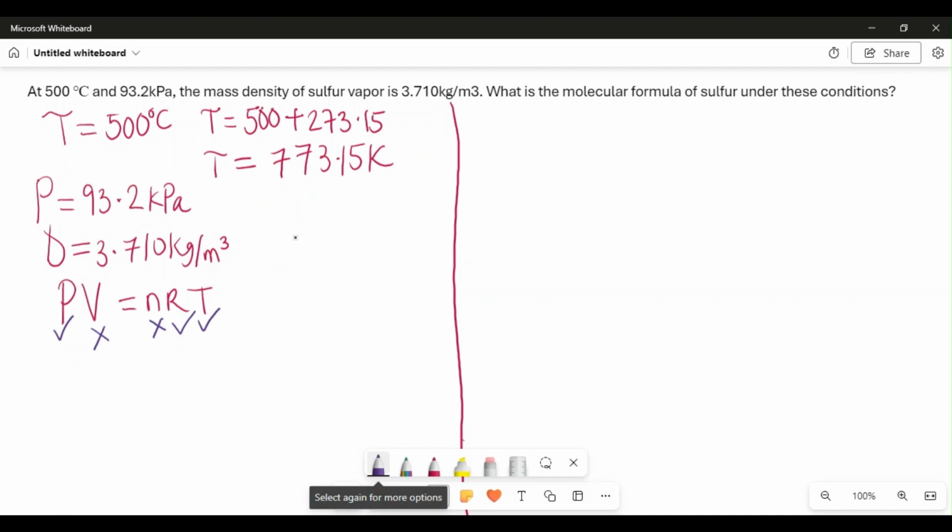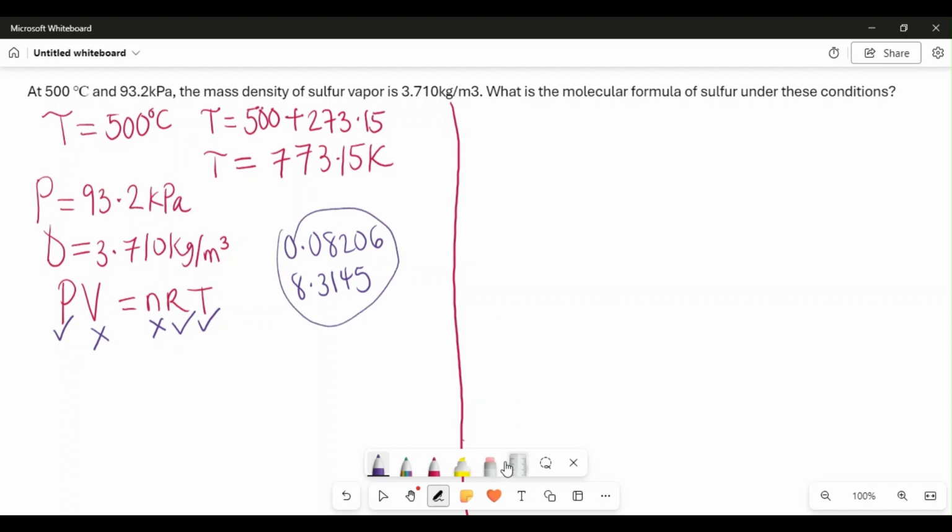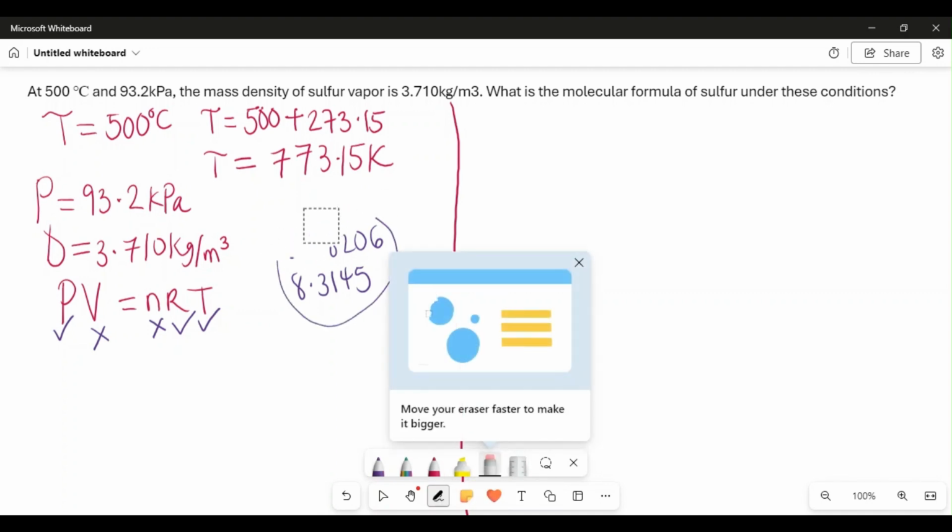So depending on how the question is, we can either use 0.08206 or 8.3145. And I'm not going to write the units for both of them, because depending on what the question is, the units would vary, but they have to be these two values no matter what. So this is just something I feel like I should put on the side.